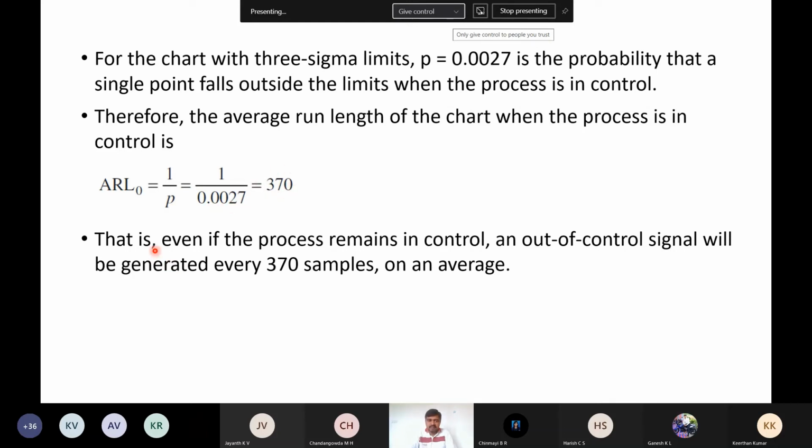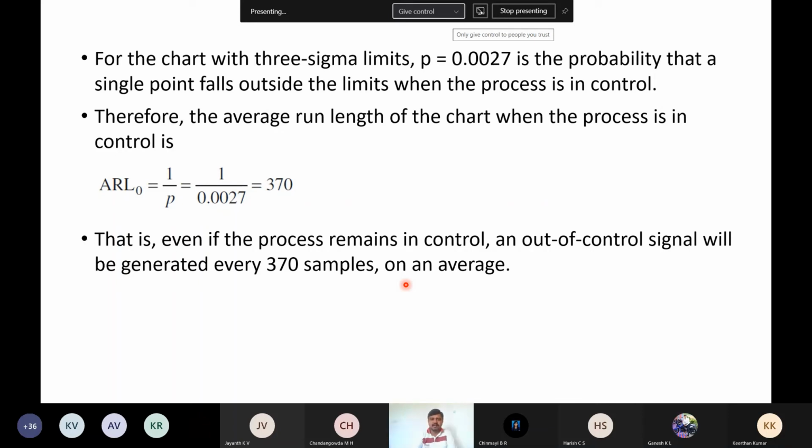Okay, that means even if the process remains in control, an out of control signal, that is, a point may lie outside the control limits. An out of control signal will be generated every 370 samples on an average. This is an average. It may not be after 370 and after 740, it is not like that. In between that it will happen, and on average for every 370 samples you can find 1 point out of control limits. So one signal you will get for 370 samples.